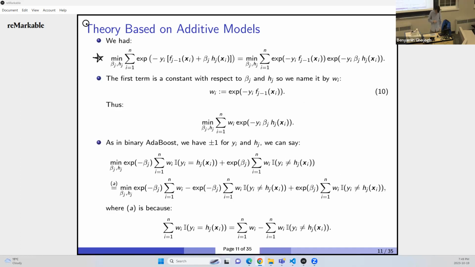So this is what we had. I'm repeating it. Now the first term here is a constant with respect to beta_j and h_j, so it's constant with respect to both optimization variables. So I can drop it, right? No, I can't drop it. Sorry. It's not added. If it was, for example, a plus b, and a was constant with respect to the optimization variables, I could drop it. It's a product here, so sorry about my mistake. We can't drop it, but we can name it, because we can see it as a capsule, as one thing. So I name the whole thing w_i.